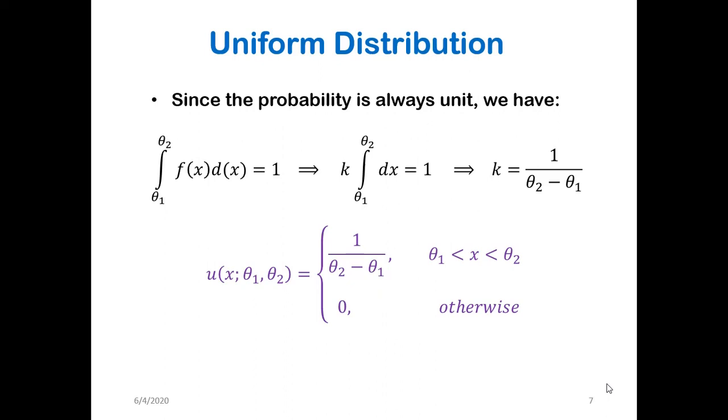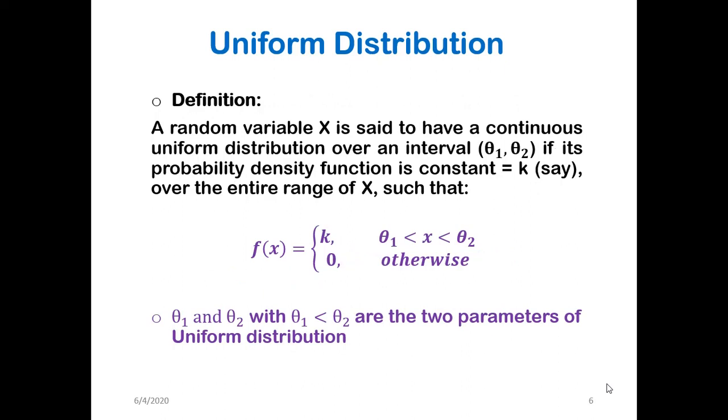You integrate k dx from theta 1 to theta 2, and then you make k the subject. If you make k the subject, you are having k equal to 1 over theta 2 minus theta 1. So remember, from the previous slide we had f of x equal to k for theta 1 up to theta 2, and 0 otherwise. So we have seen now k equal to 1 over theta 2 minus theta 1.